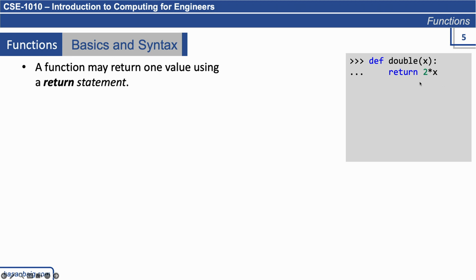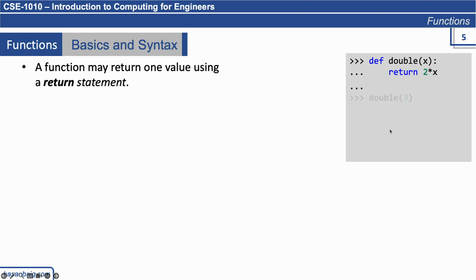So, return 2 times x. What does this function do? By looking at it, you can see that this function is taking an input x. x could be any value, an integer or a floating point value, we do not know. It could be a string as well. Whatever we pass into this function as an input will be multiplied by 2.